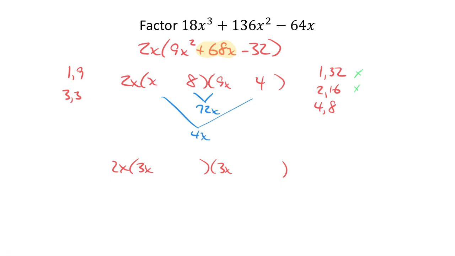Remember, one of these will be positive, one will be negative. We want the difference of these numbers to be equal to 68, and this is the magic pair of numbers. If we do a minus 4, that would mean we'd have to have a minus there and a plus there. We've found our particular factorization. This factors as 2x times x plus 8 times 9x minus 4.